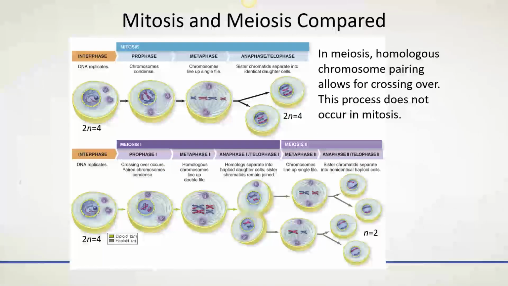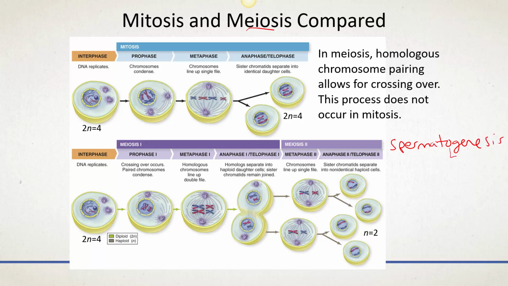So meiosis is involved in spermatogenesis. Genesis is the creation of something. Spermato is referring to sperm. So this is the creation of sperm. Meiosis is also involved in oogenesis. Again, genesis is the creation. Oo is referring to the egg.